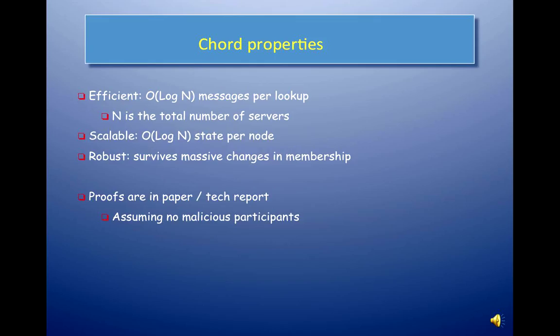It has to survive massive changes in the membership. If a node leaves the system or if nodes join the system, it maintains the whole state without any issues. Coming back to the central system, if the server fails, then it's very hard to retrieve the data from the database. Proofs of the big O of log n messages and scalability of big O of log n are in the paper. I'm not going to talk about more details, but these are a couple of important Chord properties to remember.